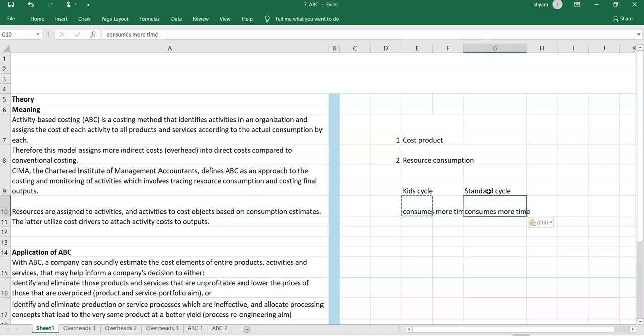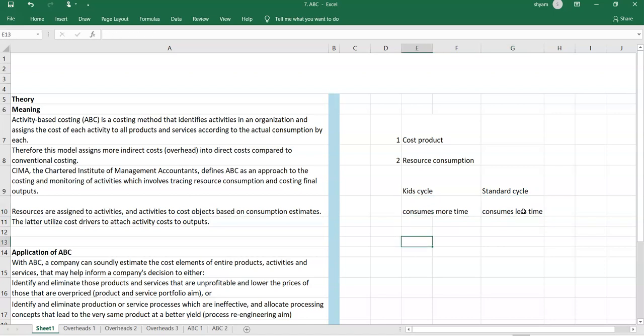And the standard cycle consumes less time. So if there's going to be any cost, for example supervisor cost, this supervisor cost has to be allocated more towards a kids cycle and less towards a standard cycle. That is where ABC comes into play.